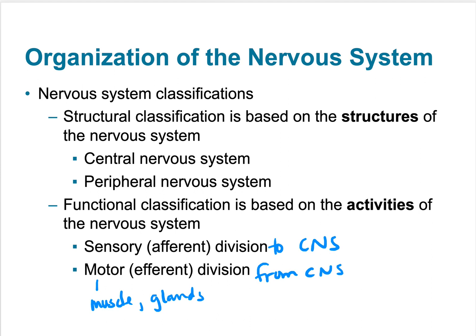So like I said, we've got our structural classification, and we've got the activities classification, or our functional classification. Okay, so structural, functional. One is made up of the structures: central nervous system, peripheral nervous system. Central's brain and spinal cord. Peripheral are all the nerves that come off of the central nervous system. Functional, in terms of the activities, we've got sensory, which are signals that go to the central nervous system. They're going to get processed in the central nervous system, and they're going to generate some kind of response, and that response is then transmitted to muscle and glands through what we call the efferent division.